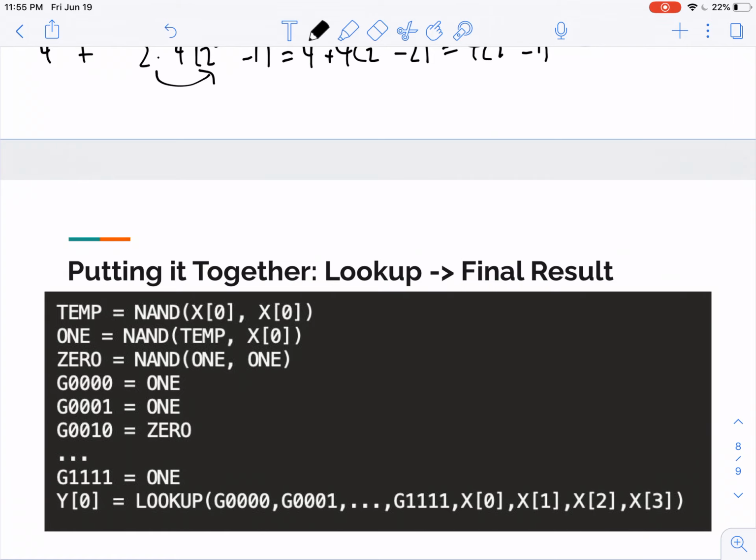So first, we want some variables that are equal to 1 and some variables that are equal to 0. This is just boilerplate NAND code that will always evaluate this. This first statement evaluates to not x1 or not x0. And so clearly this will evaluate to 1 and that will evaluate to 0. So these are just so that you can have a 1 and 0.